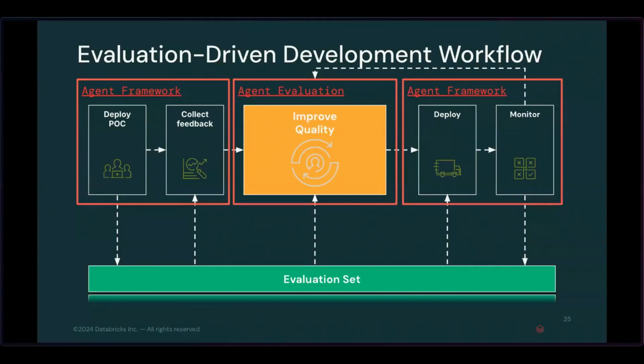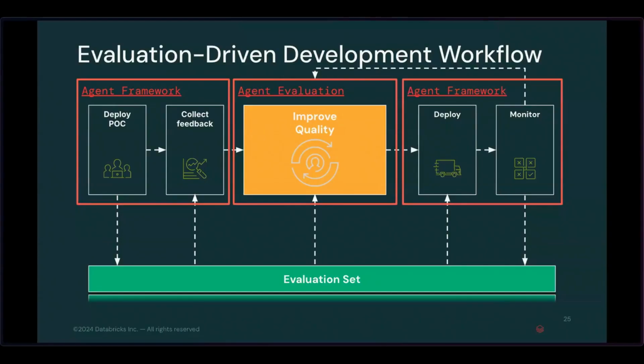All right. The next two tools that we're talking about are Agent Framework and Agent Evaluation, which are both suites of tools that cover different parts of the AI systems in production flow. So these are meant to be used together iteratively as part of your workflow.